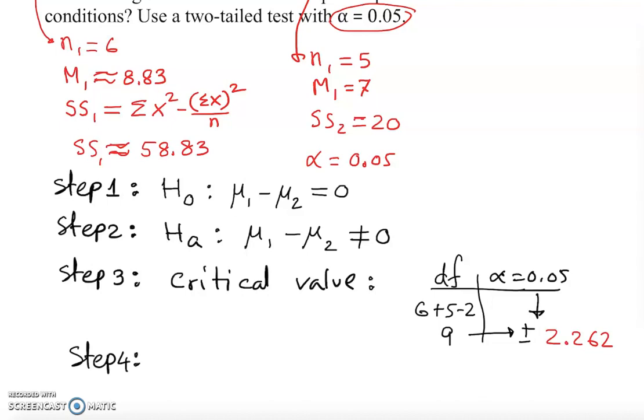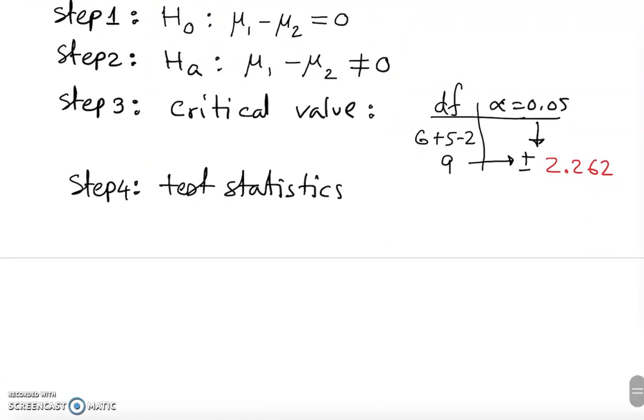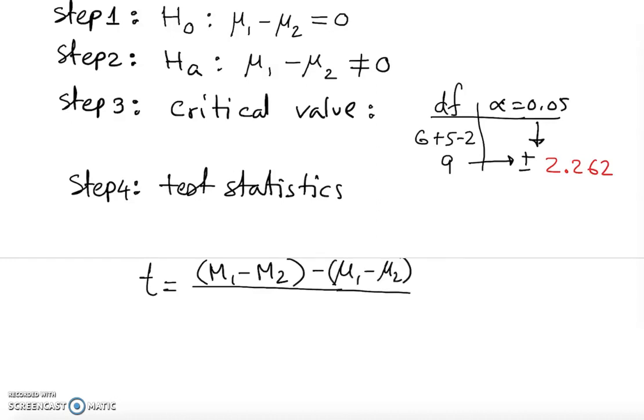Step 4. Test statistic. So this one is going to be a little bit longer or bigger, as you will see. The test statistic is going to be basically sample mean 1 minus sample mean 2 minus population mean 1 minus population mean 2. You know, this is going to be 0 automatically, because we are assuming this is going to be 0. That is our claim actually.